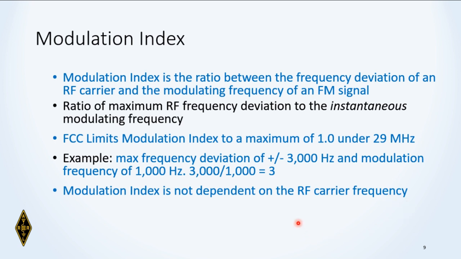And again, modulation index is not dependent on the RF carrier frequency. If you remember the formula, it was deviation divided by an audio frequency. The RF frequency wasn't a part of the formula. So it's important to remember that the modulation index is not dependent on RF carrier frequency or the band that you happen to be on.